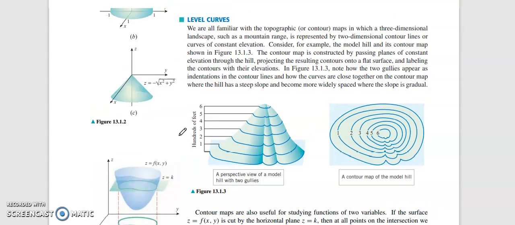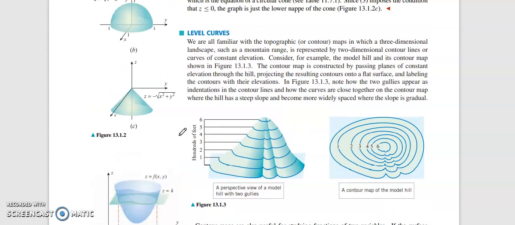Now we'll look at another way of representing the graph of a function, that is using level curves. So you have a function of the form z equal to f of x y. We will define what is called a level curve of this function.